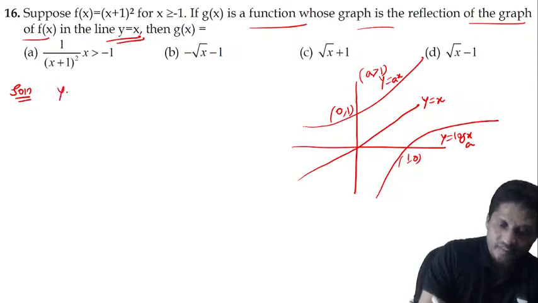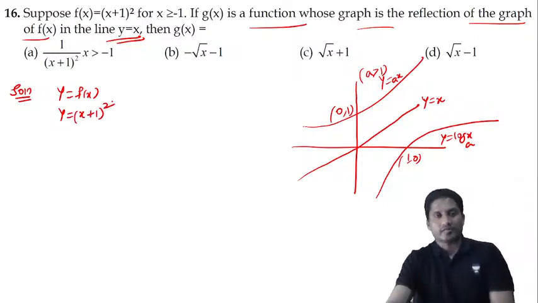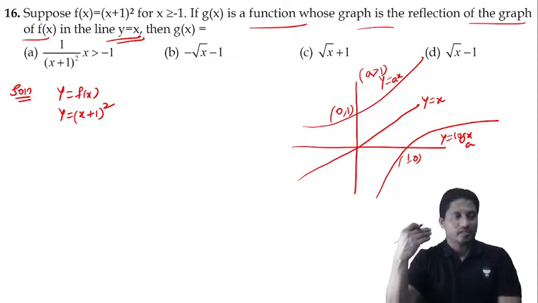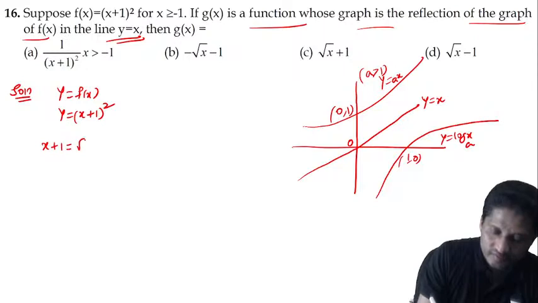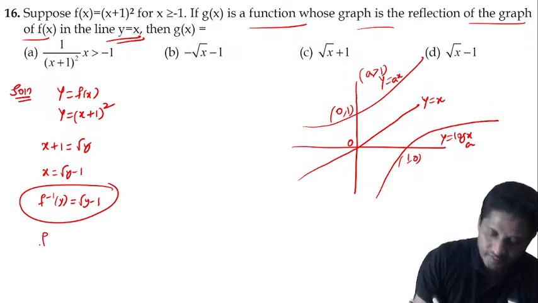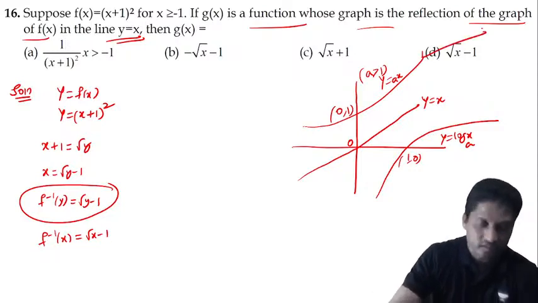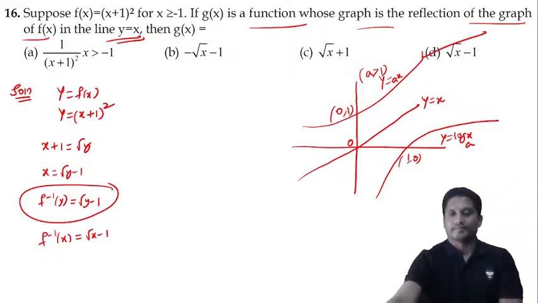Now, if I take y is equal to f of x, it is asking what is the reflection of x plus 1 the whole square with respect to the line y is equal to x. Just find the inverse, guys. How do you find the inverse? Y is a function of x; you have to simplify and write x as a function of y. So x plus 1 is equal to root y, so x is equal to root y minus 1. Therefore f inverse of y is equal to root y minus 1. This is f inverse of y. If I take x, f inverse of x is equal to root x minus 1. The answer is option D. It's a conceptual question, a good problem.